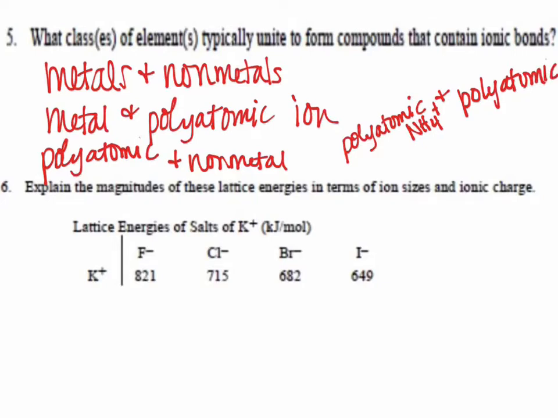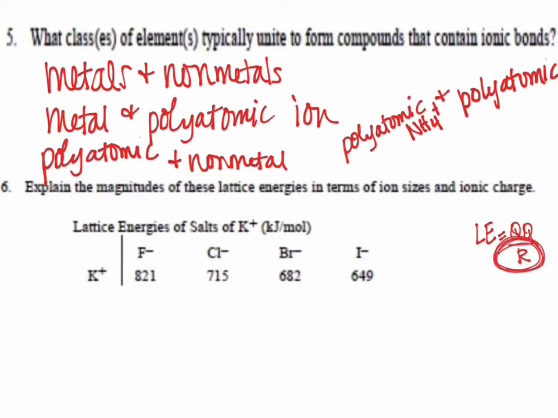Okay, and lastly, question number 6 is an old AP problem. It says, explain the magnitudes of these lattice energies in terms of ion sizes and ionic charge. So the very first thing I would do is say lattice energy is equal to QQ over R. And then go to my problem, and what is staying constant? K is staying constant, so the charge is staying constant too. So Q is staying constant, so we care about R.